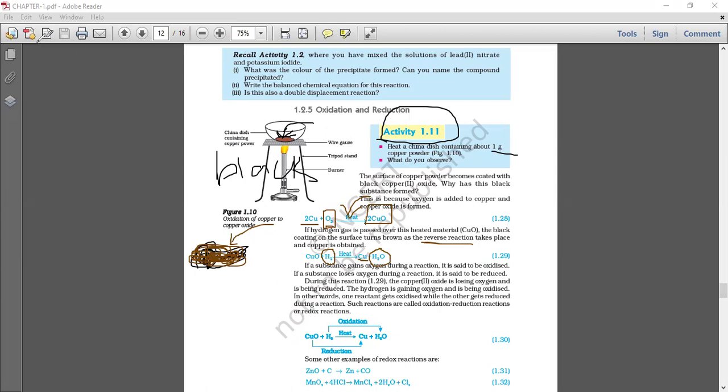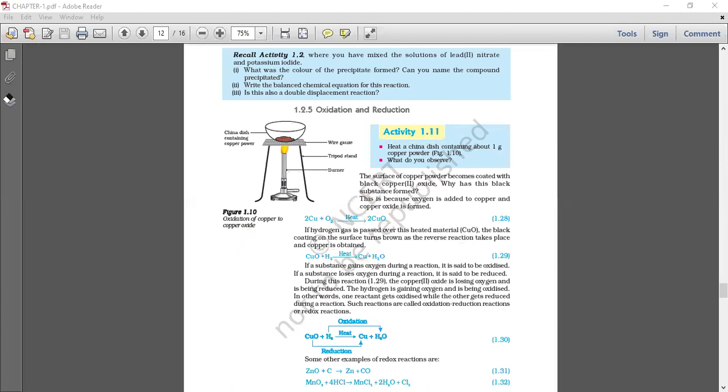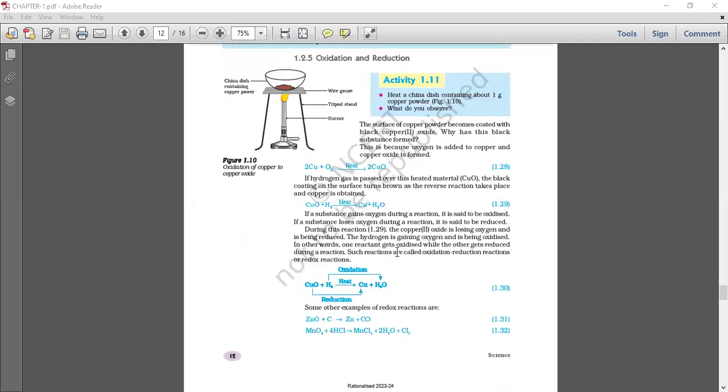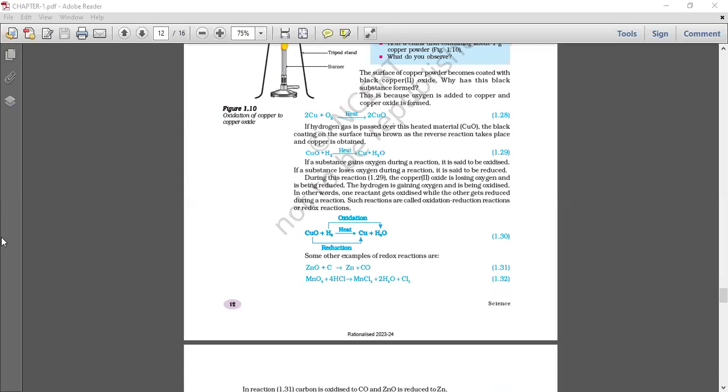Okay, so this is about activity 1.2.5. And here few equations are given. So he's asking to find what is oxidation, what is reduction. Okay, what is oxidation? Tell me. Oxidation is nothing but gaining of oxygen. So here if you observe, hydrogen does not have oxygen, so it gained oxygen, so it is called oxidation. So copper has oxygen, so it lost the oxygen, so it is called reduction.